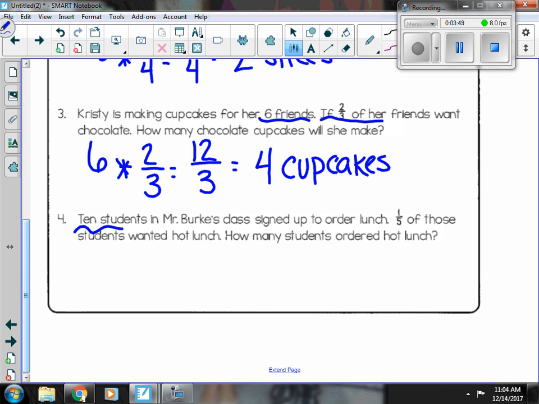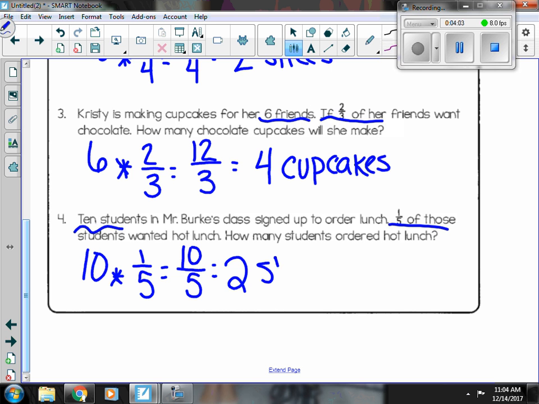My next one, 10 students in Mr. Burke's class signed up to order lunch. 1/5 of them wanted a hot lunch, which means 10/5 of them wanted a hot lunch, which is 2 students. And that's our multiplying fractions by a whole number review.